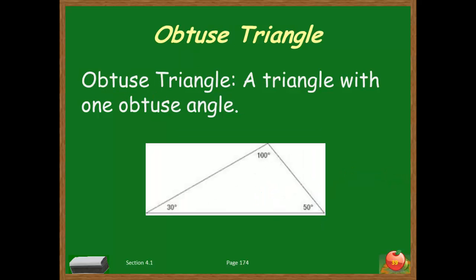An obtuse triangle is a triangle with one obtuse angle. This triangle is an obtuse triangle. Obtuse triangle.